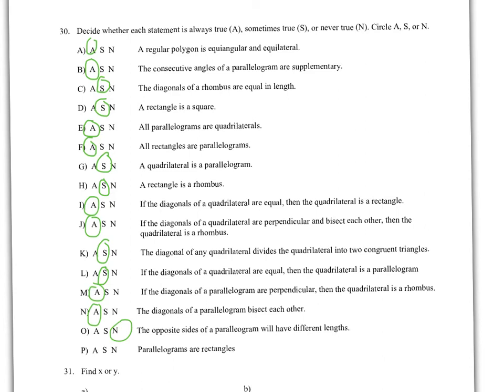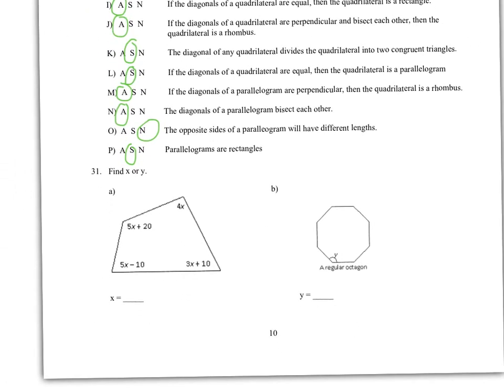Parallelograms are rectangles. That is sometimes true because some parallelograms are not. Some are rhombi. Okay, let's look at number 31.